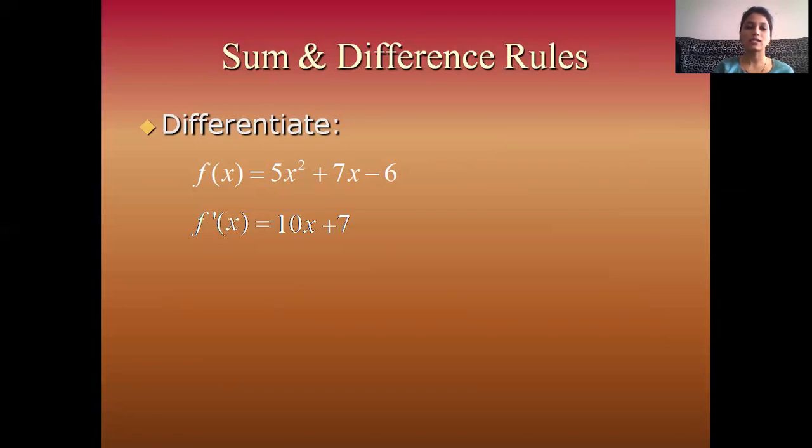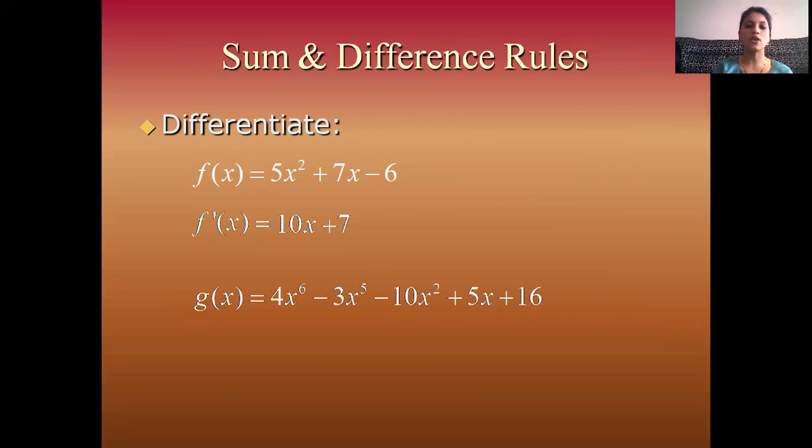Now 7x, its derivative. 7 is the constant again. Take outside, and the derivative of x is 1. So the derivative of 7x is 7. And the last term is minus 6. Minus 6 is a constant value, and the derivative of a constant function is always 0. So the derivative of minus 6 is 0. So for f of x equal to 5x square plus 7x minus 6, its differentiation is f dash of x is equal to 10x plus 7.